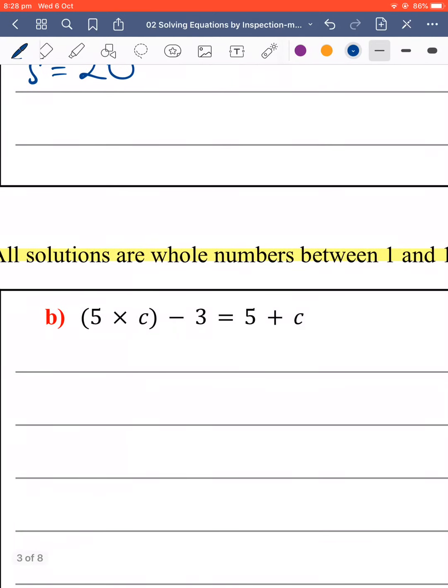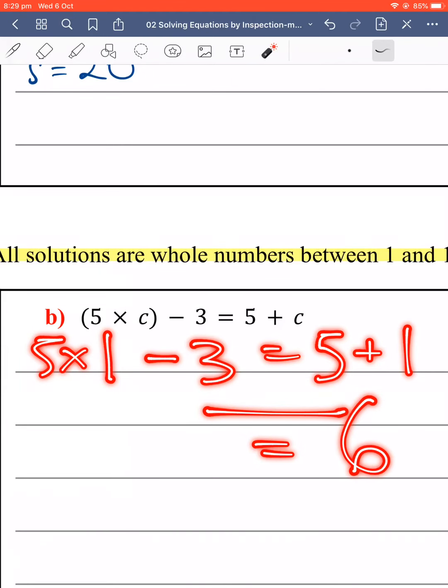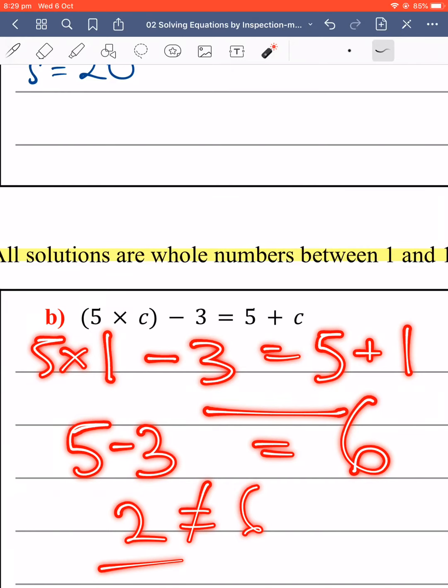Next one. This one, a little bit more complex, but again, have a go. Remember, we know that it's between 1 and 10, so don't go too big. Aim for the middle and see how you go from there. So let's try to start off with 5 multiplied by 1 minus 3 equals 5 plus 1. So this says that this particular number equals 6, and 5 times 1 is 5 minus 3, so 2 equals 6. Note that is not correct, okay?